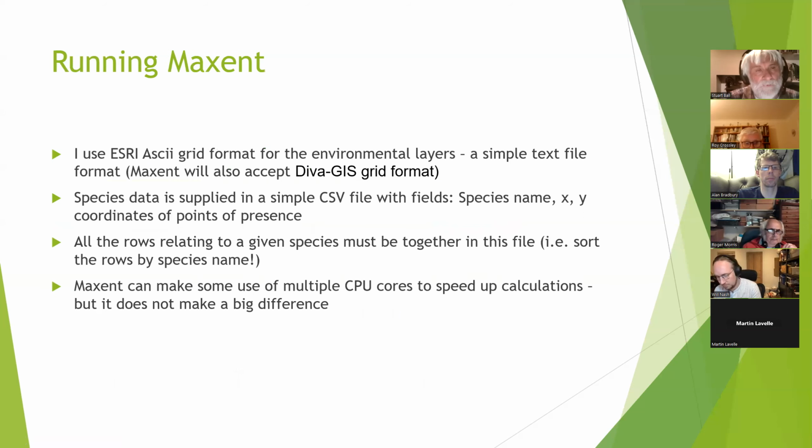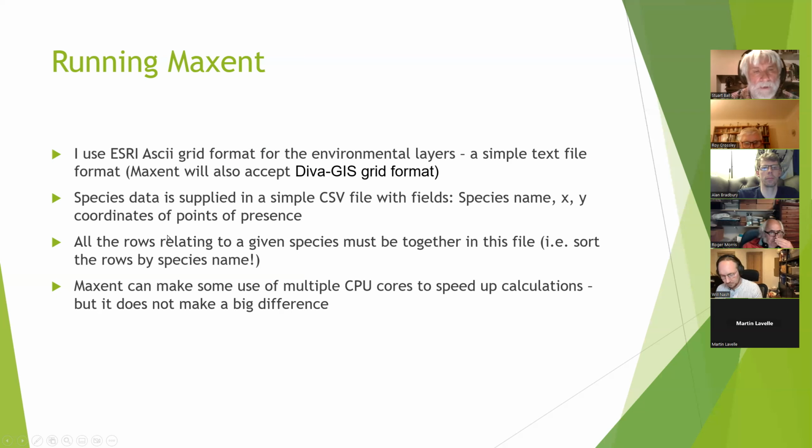So to run Maxent, I use these environmental layers, which are 1 kilometre square rasters, stored in a simple text form, Esri ASCII grid format, which Maxent can take. And there's another format Maxent can also take. I supply species data as a simple CSV file with the species name and XY coordinates in terms of kilometres of the OS national grid.